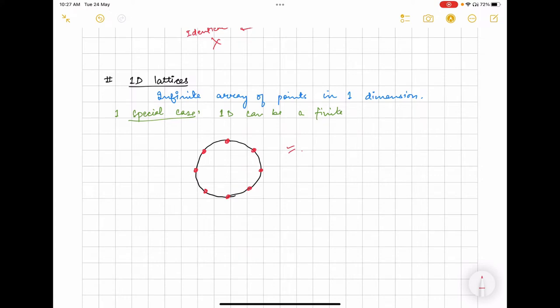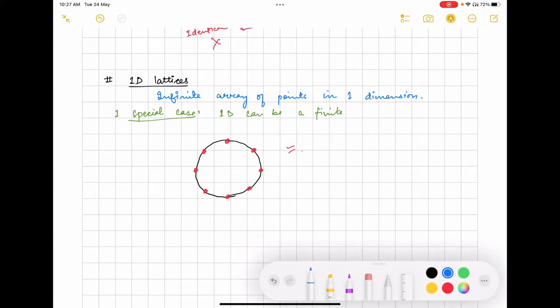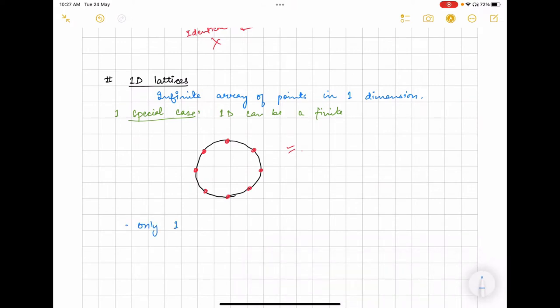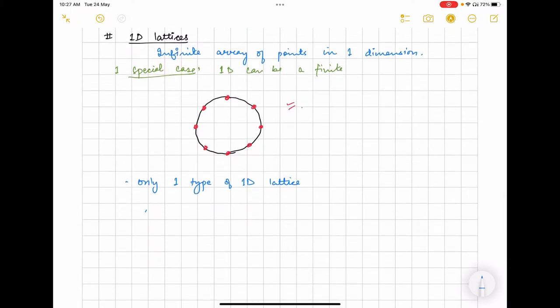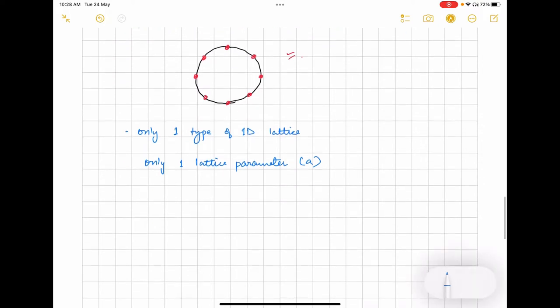Now there is only one type of 1D lattice, and it can be described by a single lattice parameter. So only one lattice parameter is required, and that is A, the lattice translation vector. So if you have an infinite array of points, this particular vector, this is your A vector and it is the lattice translation vector.